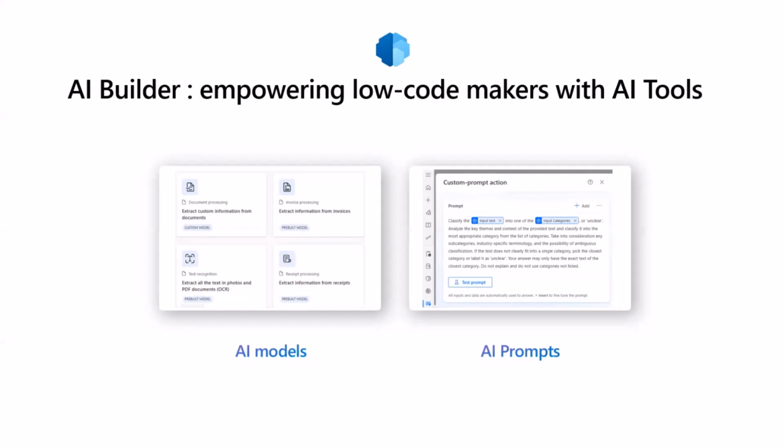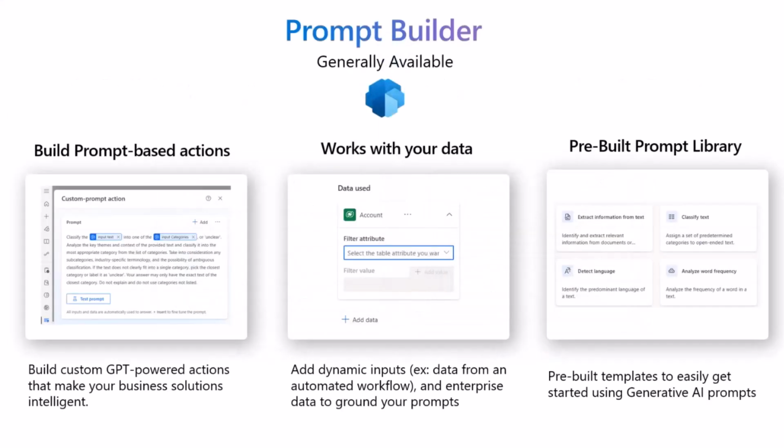But now we have AI prompts. This is where your creativity can really flow. Using just natural language, you can design and integrate custom AI-driven actions called prompts, whether it's summarizing text, classifying data, or even generating insights. AI prompts let you harness the power of GPT models and generative AI directly in your apps and workflows. And the way to build AI prompts is through the prompt builder in Power Apps.